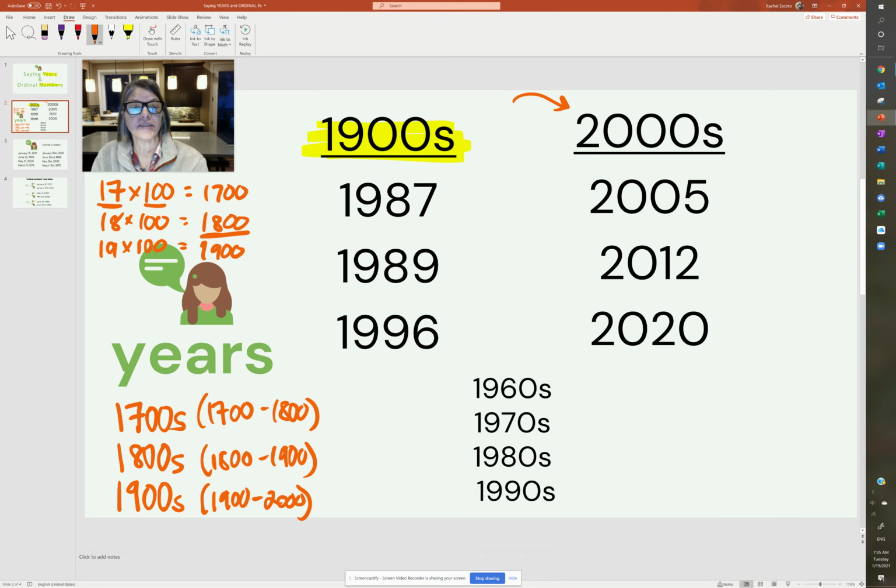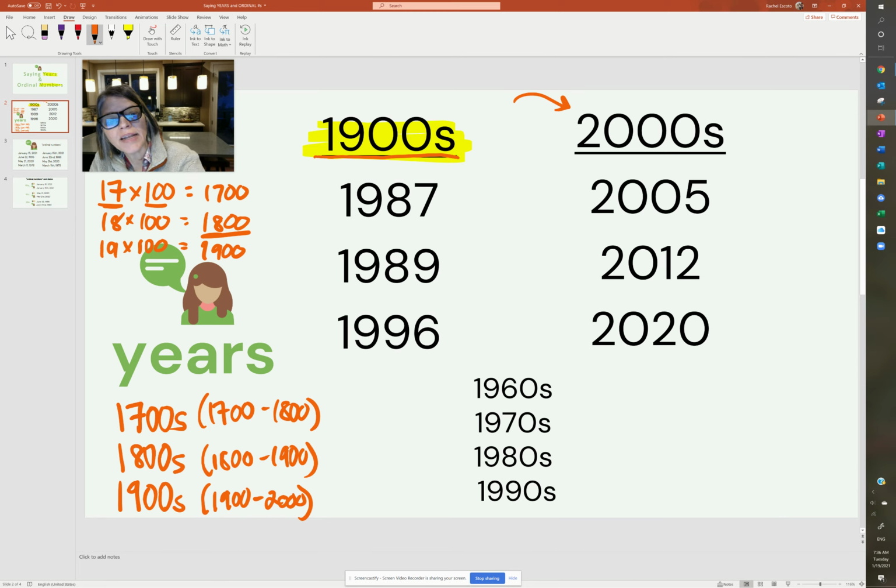So let's look at some years in the 1900s. This is just a sampling. And any of the years in there, the way we say them is we divide it in half and we say 19, and then we take this number together and say 87. So this is 1987, 1989, 1996. Okay, also in the 1900s, we have like when it's from 1960 to 1969, we call this the 1960s.